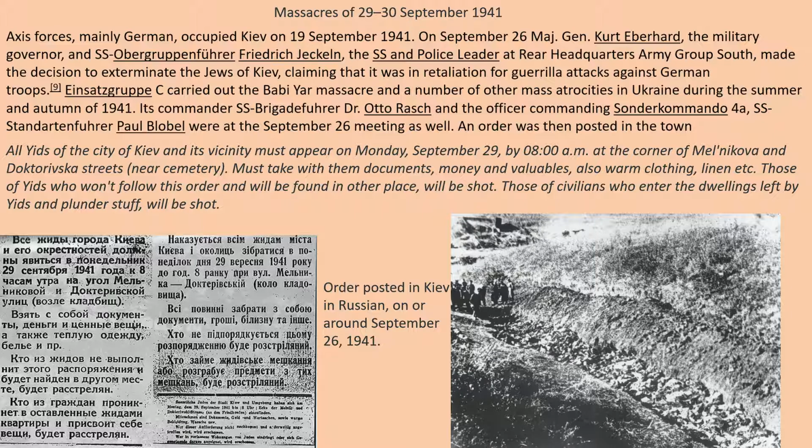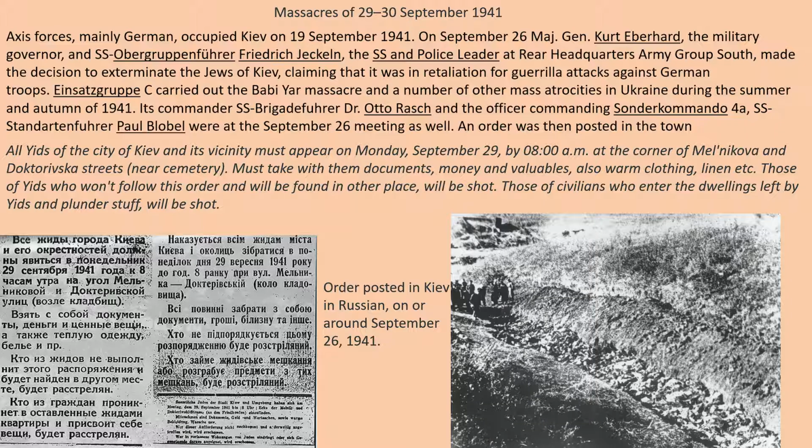Axis forces, mainly German, occupied Kiev on the 19th of September. On September 26, Major General Kurt Eberhard, the military governor, and SS Obergruppenführer Friedrich Jeckeln, the SS and police leader at Rear Headquarters Army Group South, made the decision to exterminate the Jews of Kiev, claiming that it was in retaliation for guerrilla attacks against German troops. Einsatzgruppe C carried out the Babi Yar massacre and a number of other mass atrocities in Ukraine during the summer and autumn of 1941. Its commander, SS Brigadeführer Otto Rasch, and the officer commanding Sonderkommando 4A, SS Standartenführer Paul Blobel, were at the September 26th meeting as well.